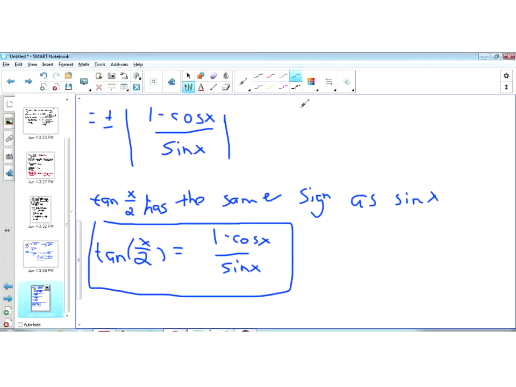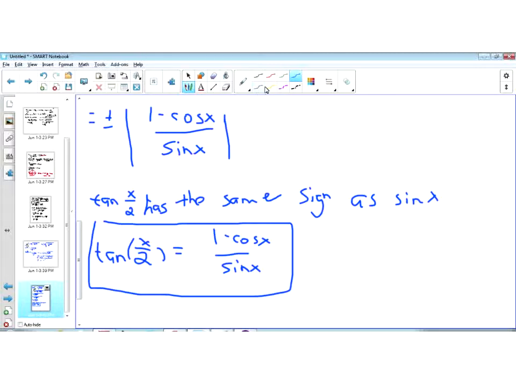Remember, if sine x is negative, then we replace the absolute value of sine x with the negative of sine x, and so the tangent function will be the same as the sine x, so it'll be negative as well. Okay. All right. So there's the half-angle formula for the tangent function.